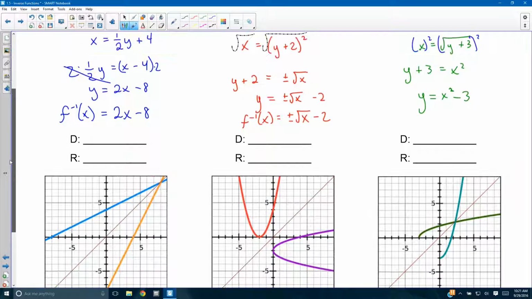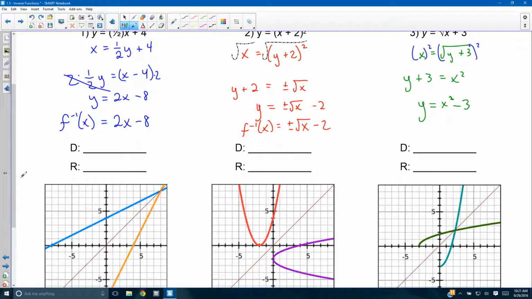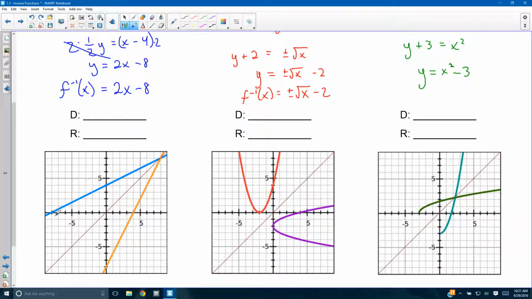So the first one here, we have y equals 1/2 x plus 4. It's this guy in blue. Here's y equals 2x minus 8, this guy in this orangish color right here. All right, these are true inverses of each other. Take a look. Tilt your head 45 degrees again. This one should look a lot more symmetrical.